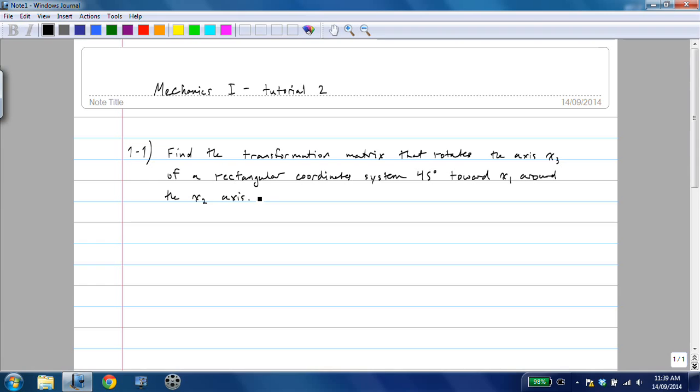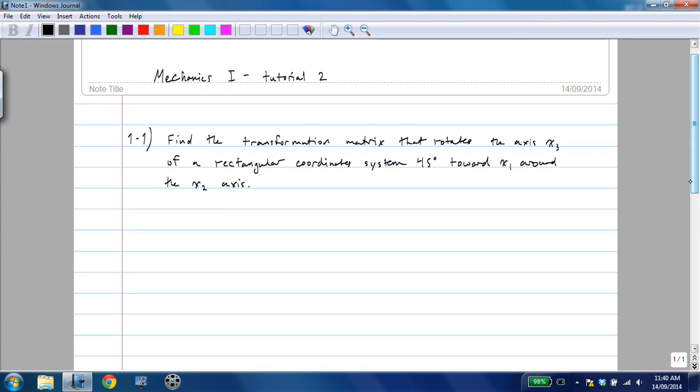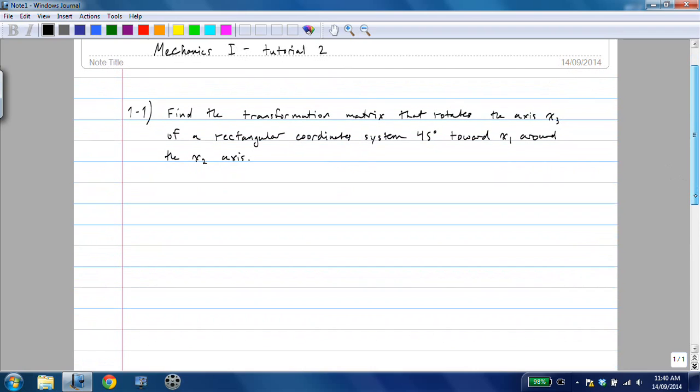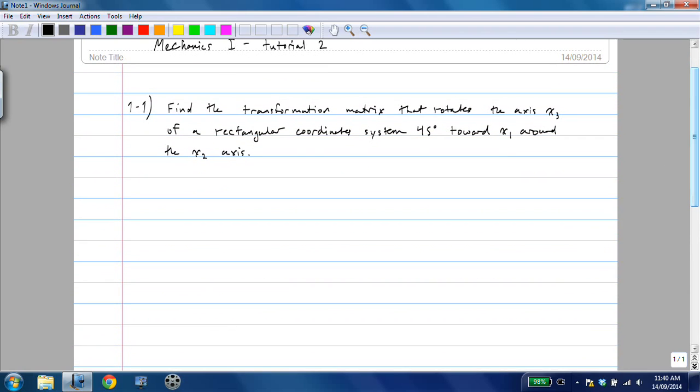Okay. So for anyone who doesn't know, the x1, x2, and x3 can be thought of as x, y, and z coordinates. Or if you're talking about spherical coordinates, it could be r, theta, and phi. But they are rectangular coordinates, so they're orthogonal to one another. Just so you don't get confused right off the bat, x1, x2, and x3 is just a generalized coordinate system. So the first thing that I usually do is draw a picture.